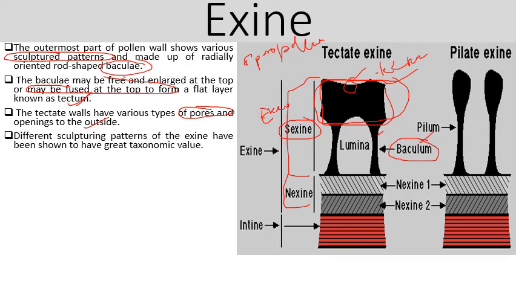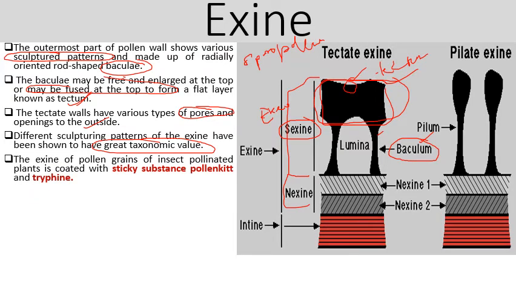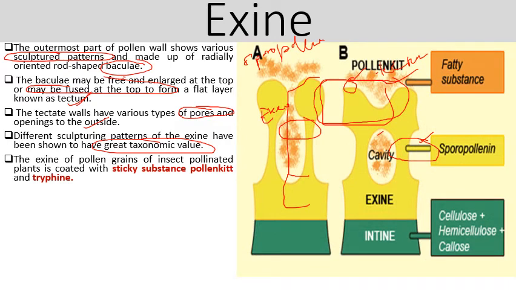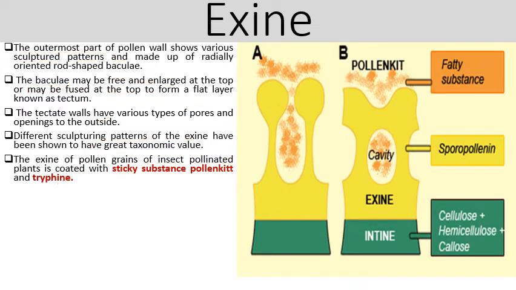Different sculpturing patterns of exine have been shown to have great taxonomic value, which I have already discussed. The different sculpturing patterns of exine help in the classification of plants. The exine of pollen grains of insect-pollinated plants is coated with a sticky substance known as pollen kit and tryphine. This is a very important yellow-colored substance called pollen kit and tryphine, which we can see in this photograph.